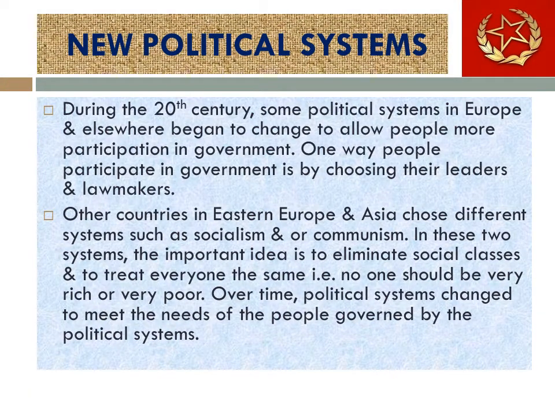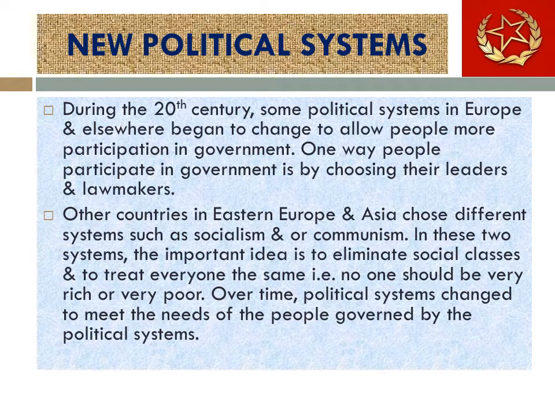Let us see the new political systems. During the 20th century, some political systems in Europe and elsewhere began to change to allow people more participation in government. One way people participate in government is by choosing their leaders and lawmakers. Other countries in Eastern Europe and Asia chose different systems, such as socialism or communism.